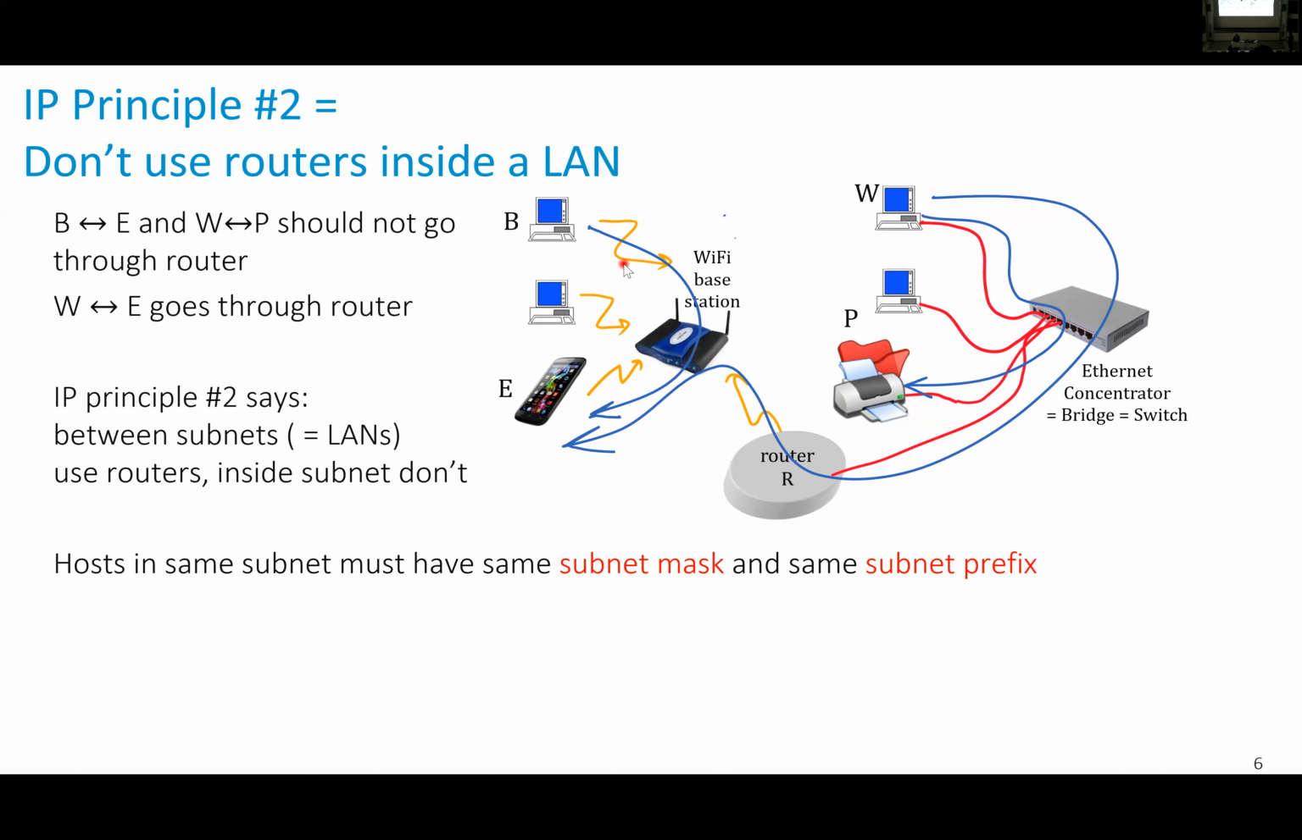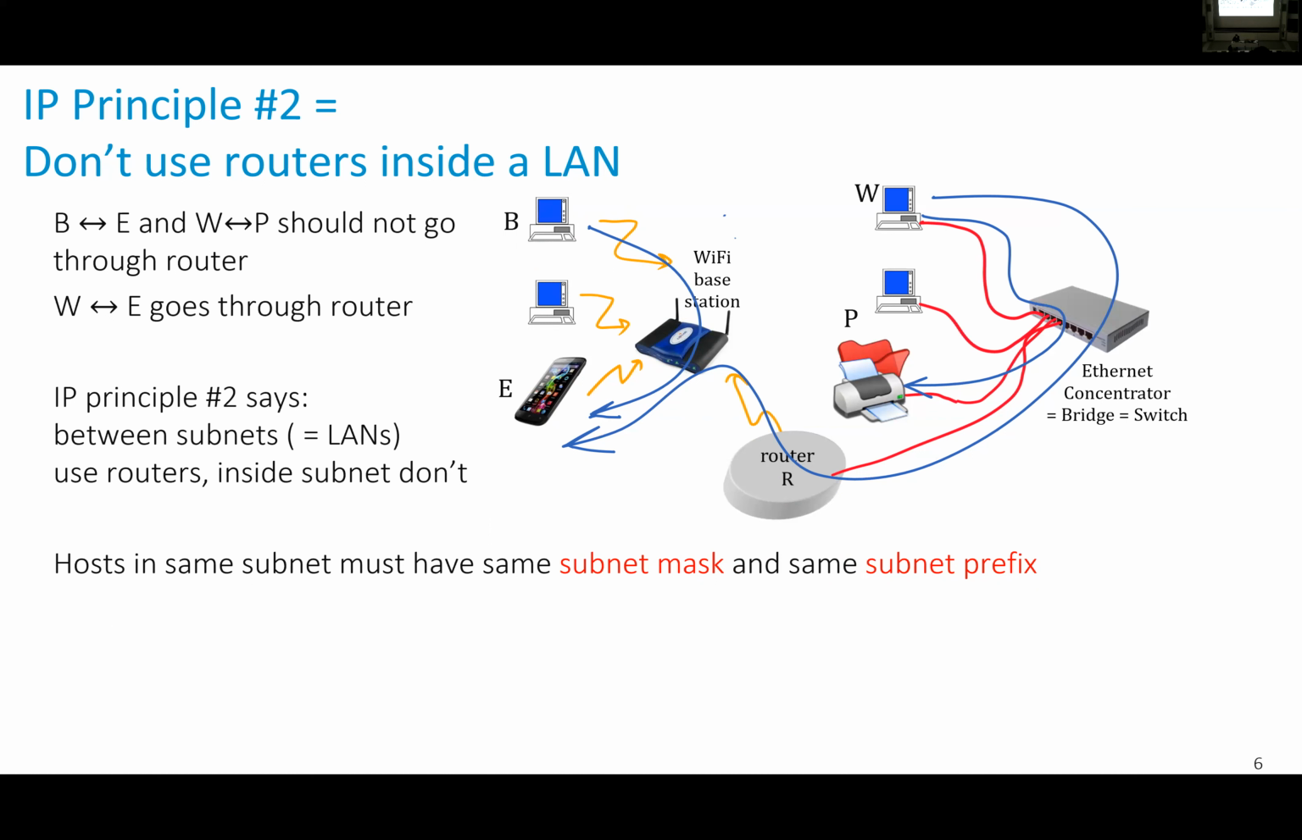All hosts in this local area network should have the same subnet mask and the same subnet prefix. The subnet mask gives the number of bits of the subnet prefix. For example, if the subnet mask is 24 bits, the first 24 bits of their IP addresses should be the same if they are in the same subnet. That's the fundamental principle of IP.